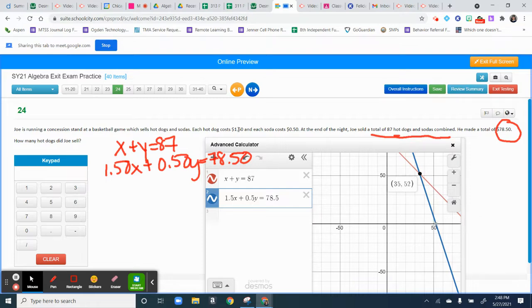So hot dogs were 1.50, so that's our X. So we sold 35 hot dogs.